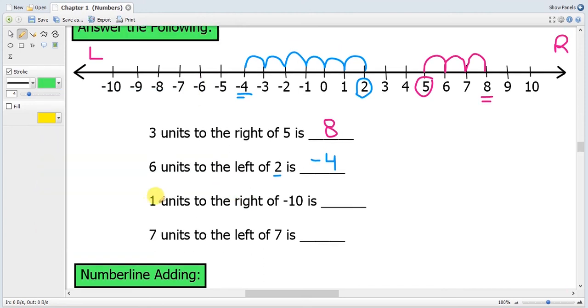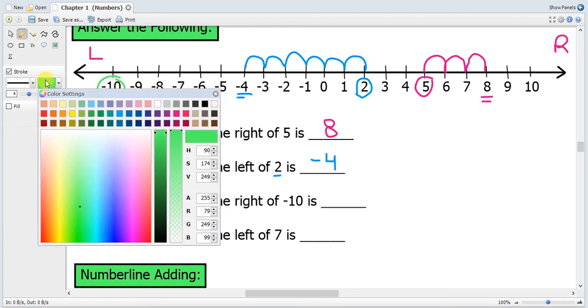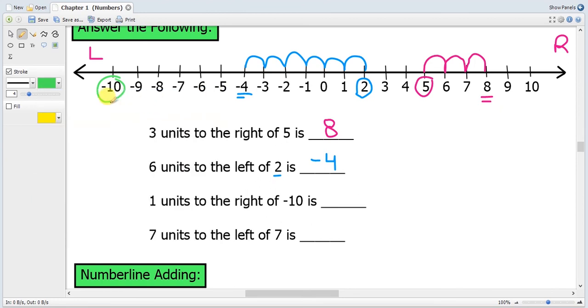Okay, the next question says 1 unit to the right of -10. So this is our -10, and we have to move 1 unit to the right. So we have to move this way. This is the right side, right? So just move 1 digit to the right side. So we landed on digit -9. So this is our answer.